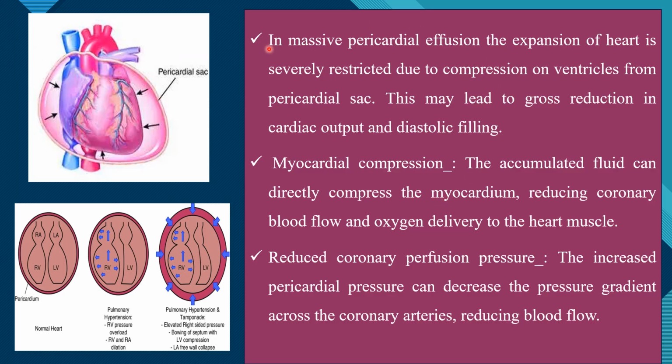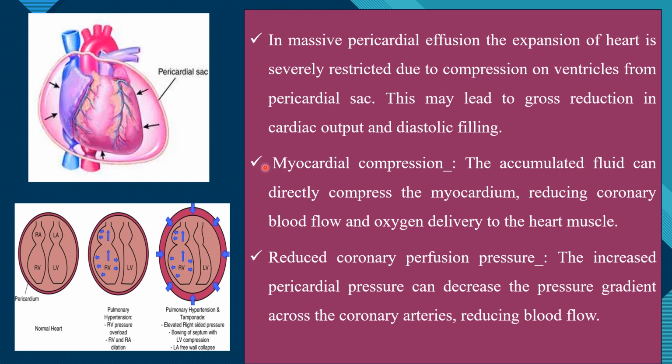So in massive pericardial effusion or in cardiac tamponade, the expansion of the heart is severely restricted due to the compression of the ventricles from the pericardial sac. So it is giving a pressure on the heart, and the expansion of the heart is restricted, or the diastolic filling will be grossly reduced as a result of that. So as the ventricular cavity will accommodate less amount of blood, obviously the cardiac output will be less.